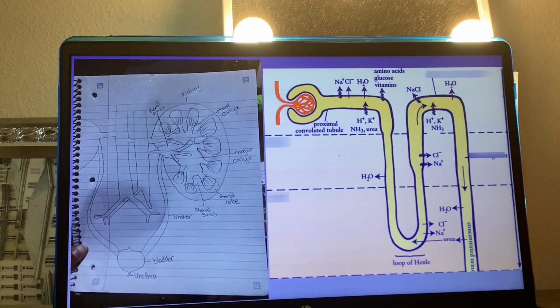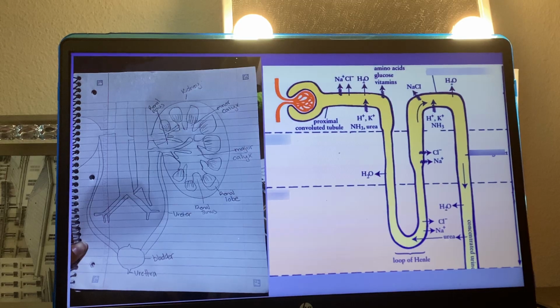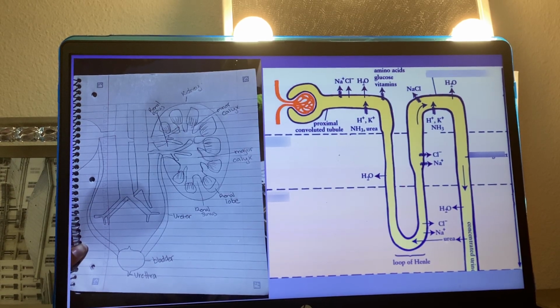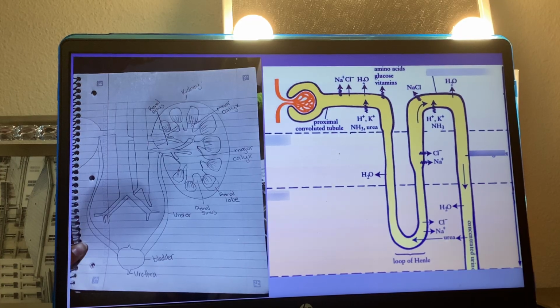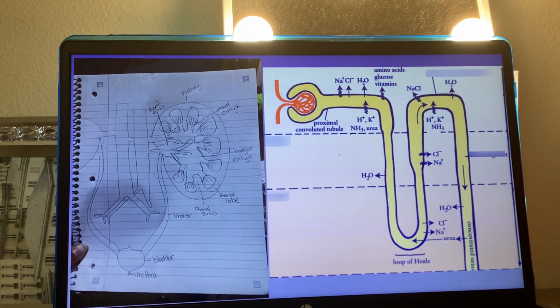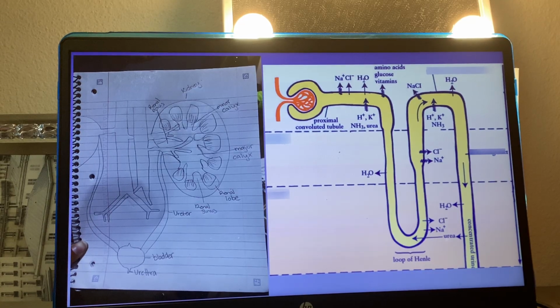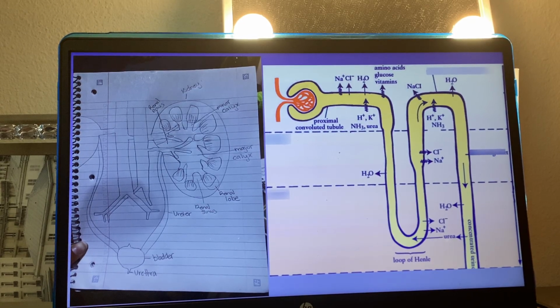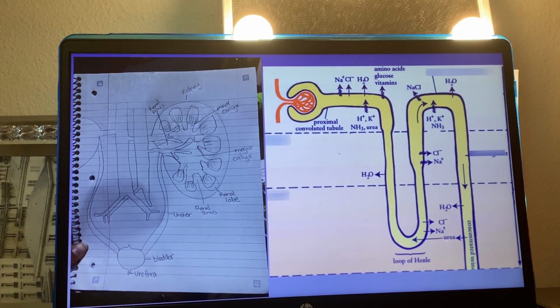So the two main processes that I did talk about in this are reabsorption and secretion. So it's important to know that reabsorption is when useful substances, things we want in our body, like water, glucose, and ions, are taken back into the blood. And then secretion is when additional waste, like the excess ions and waste products or whatever the body doesn't want, is removed from the body through the pee.